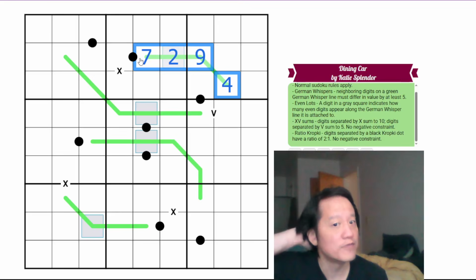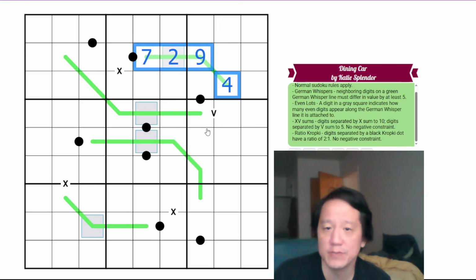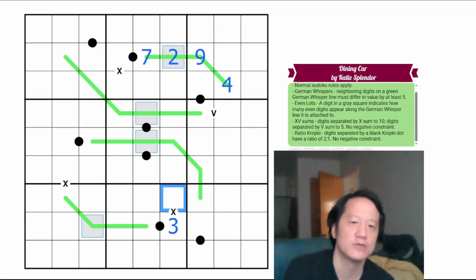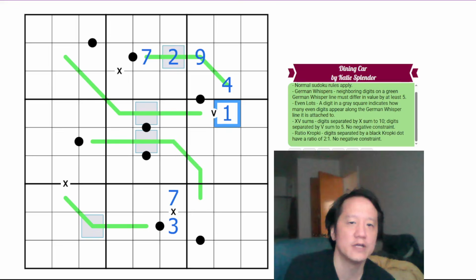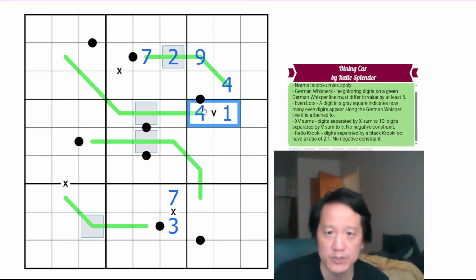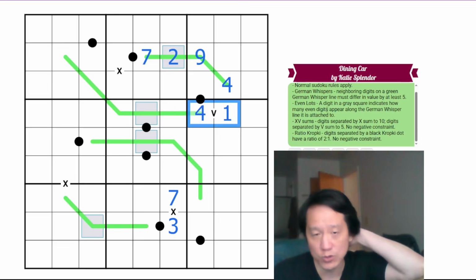We also have XV sums, where digits separated by an X sum to 10, and digits separated by a V sum to 5, and there is no negative constraint. So for example, if this were say a 3 here, this would have to be 7 to add up to 10. If this were say a 1 here, this would have to be 4 to add up to 5, because there's a V between them. And that's an example of how XV sums work.